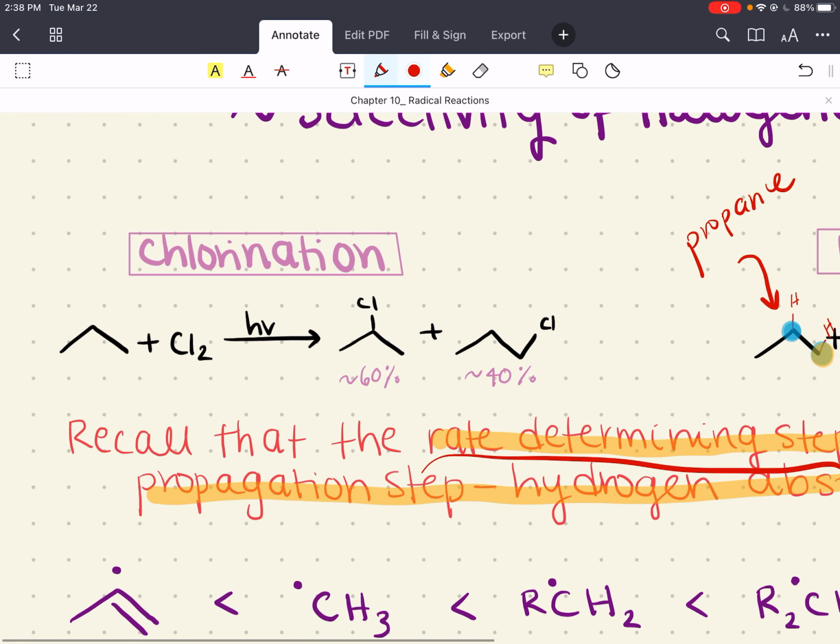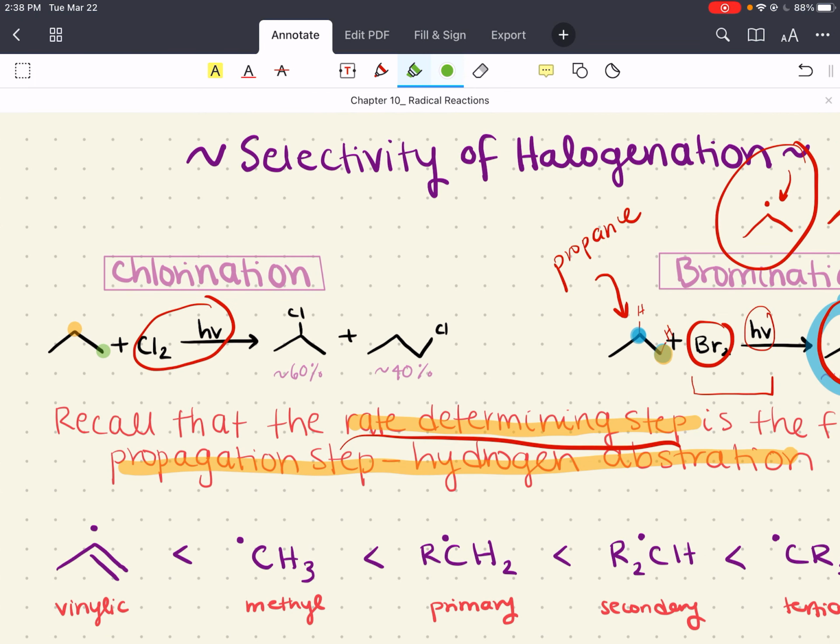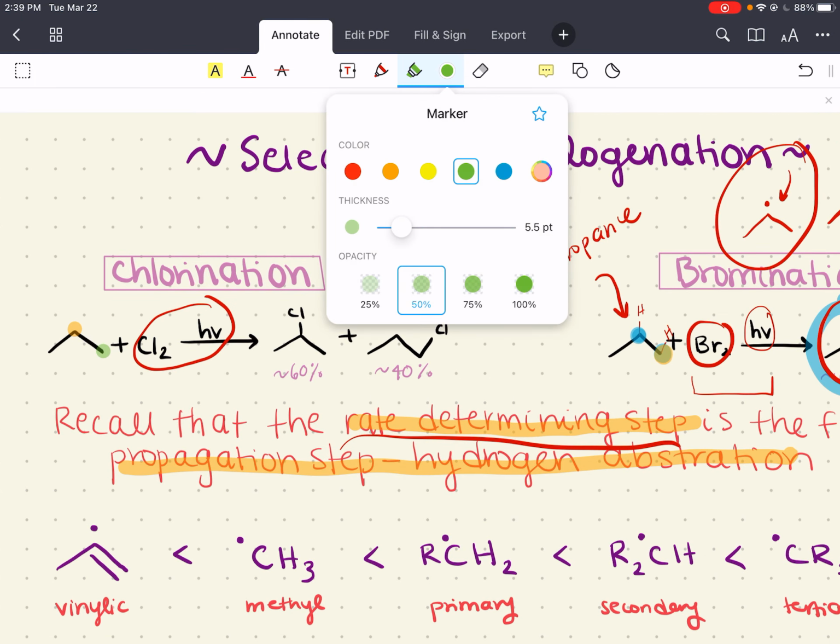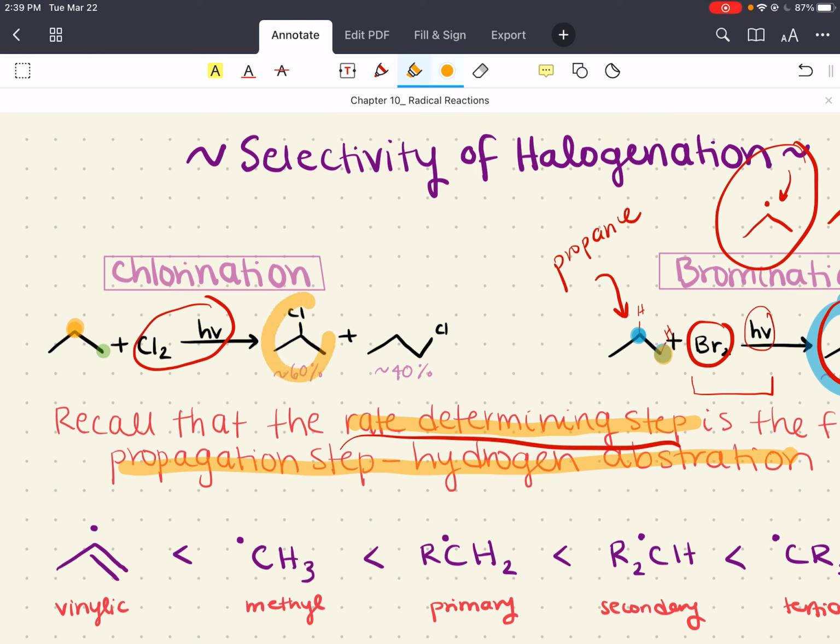Now for chlorination, this is a different story. Here we're starting with propane. We're treating it with Cl2 and light or heat sometimes, indicative of a radical mechanism. Now, again, two sites where chlorine can be added, here and here. If you add chlorine to this first orange site, you get this product. If you add chlorine to this site, you get this product.